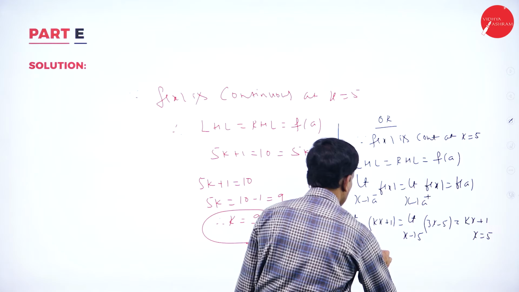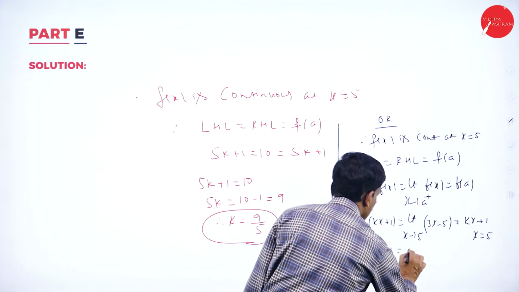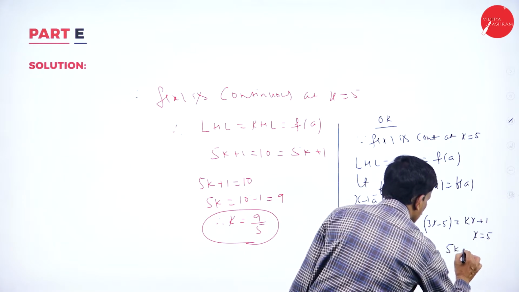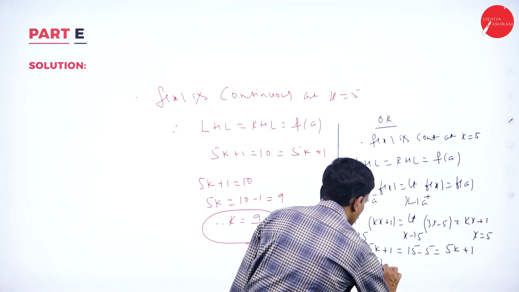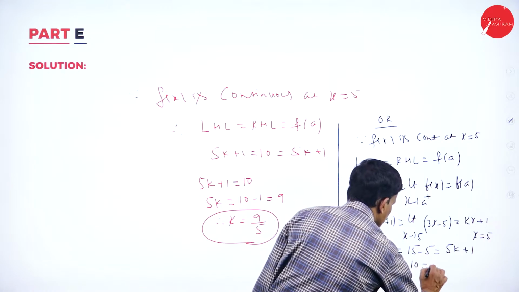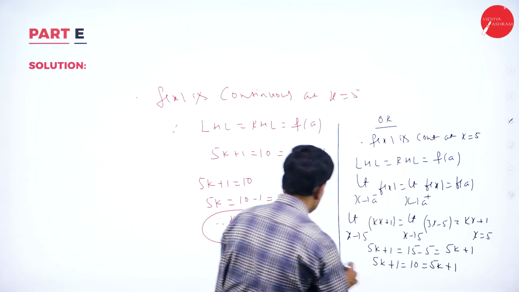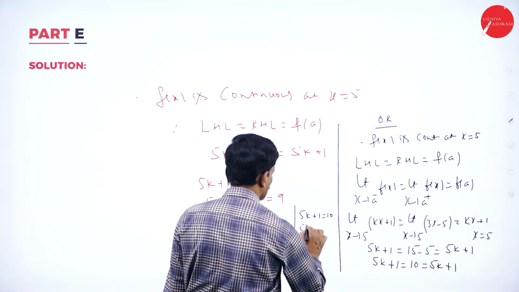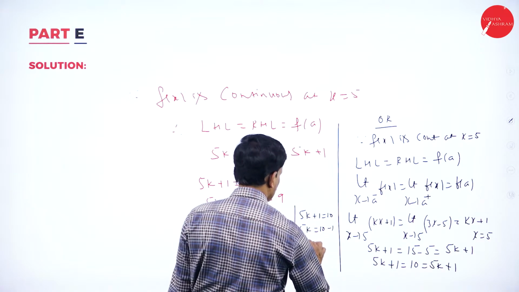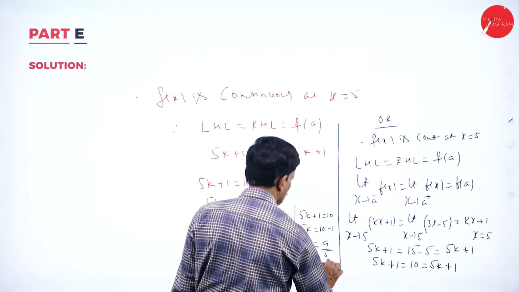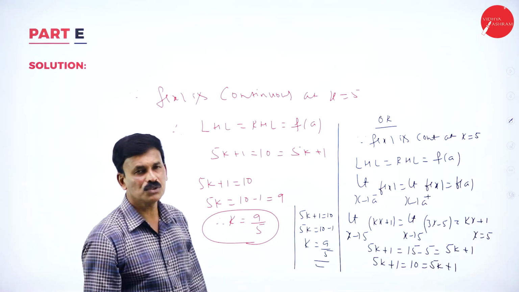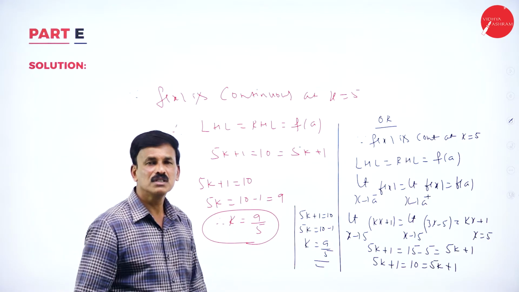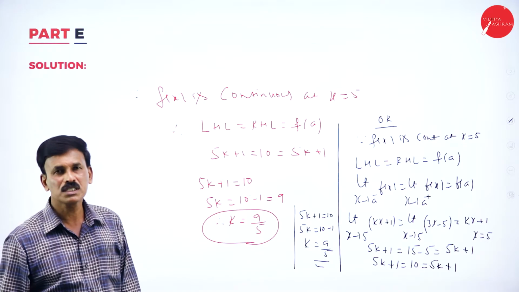So if you put, you will get 5k plus 1 is equal to 5 threes are 15 minus 5, so 5k plus 1 is equal to 10 is equal to 5k plus 1. Consider the first and second. 5k plus 1 is equal to 10. 5k is equal to 10 minus 1. k is equal to 9 by 5. You can follow this straight away or find out the value step by step. That's it, this is how we are going to solve this limit.